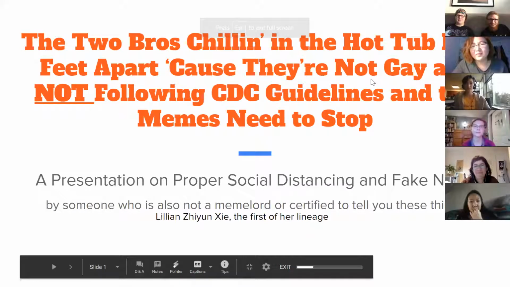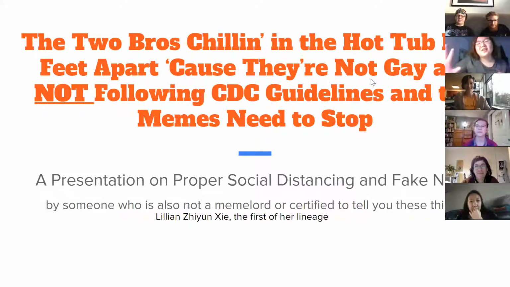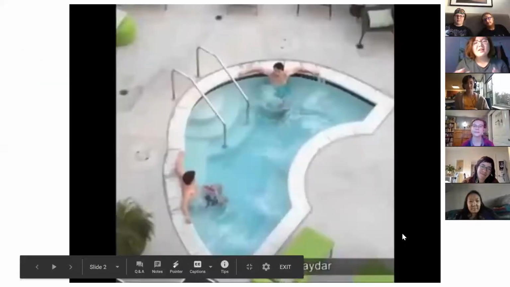Just so you know, I'm not good at math. So, Two Bros Chillin in a hot tub 5 feet apart because they're not gay are not following CDC guidelines, and the memes need to stop. A presentation on proper social distancing and fake news by someone who is not a meme lord or certified to tell you these things. Let's go.